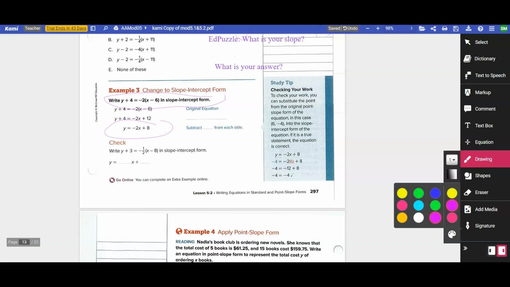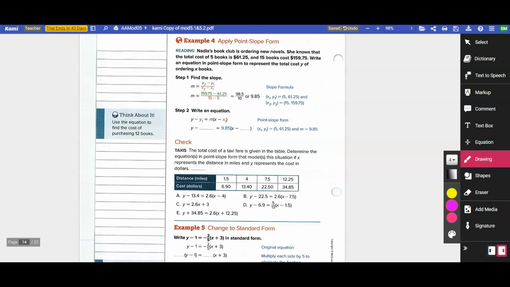Okay. So here's that point slope form. Go ahead and simplify that to slope intercept form. And hopefully you got the answer: y equals negative 1/2 x plus 1.